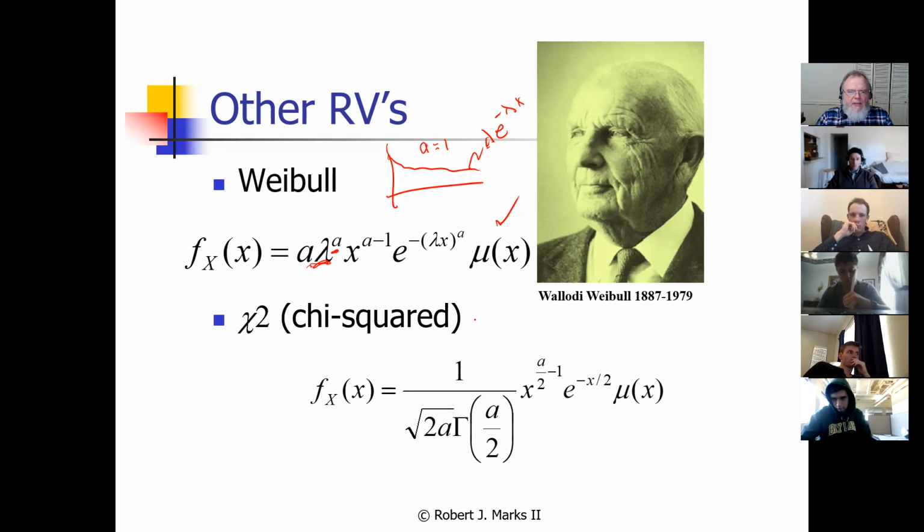Everybody who's taken statistics is familiar with the chi-squared random variable, correct? You use this in statistical testing and things of that sort. Here's the probability density function for the chi-squared random variable. It has just one parameter, a, and that usually is referred to as the degrees of freedom of the chi-squared random variable. And this is a special case of the gamma random variable.